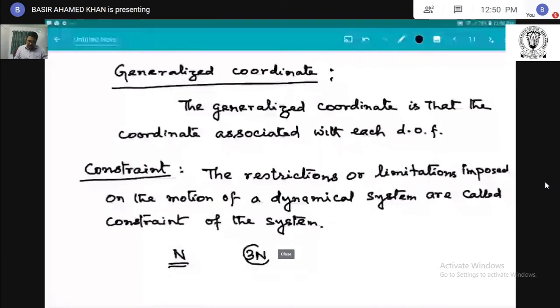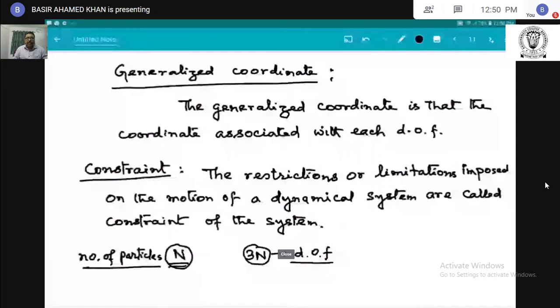This is degrees of freedom. Degrees of freedom is 3n. The number of particles is n, and 3n is the degrees of freedom of the system.